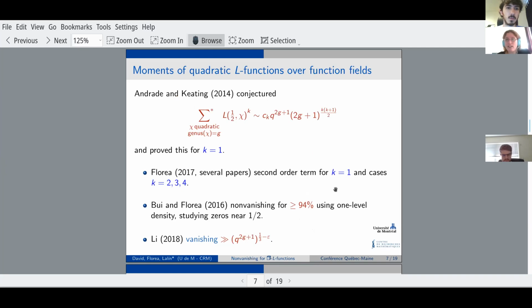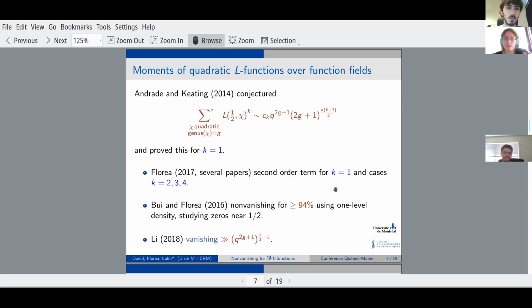So for quadratic L-functions over function fields, there is a conjecture that is pretty much analogous to the one over number fields. Here, X is replaced by q to the 2g plus 1, and the log of X is now 2g plus 1, the exponent. And so what is this 2g plus 1?